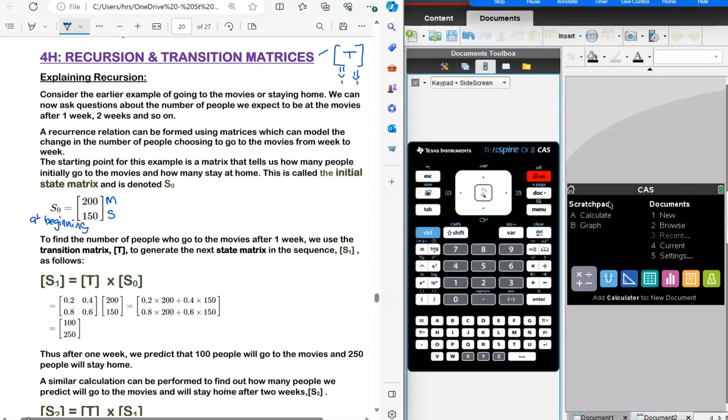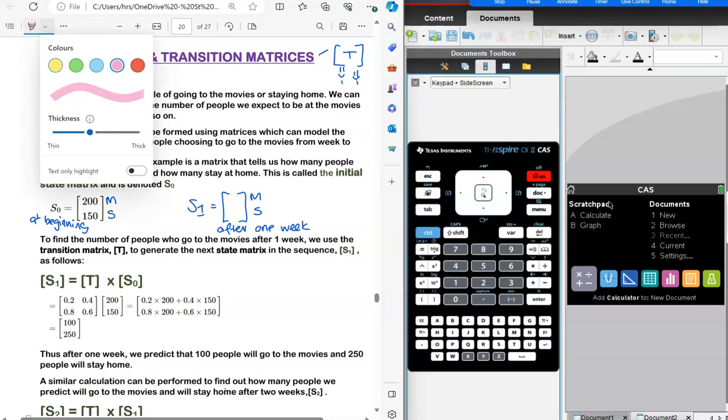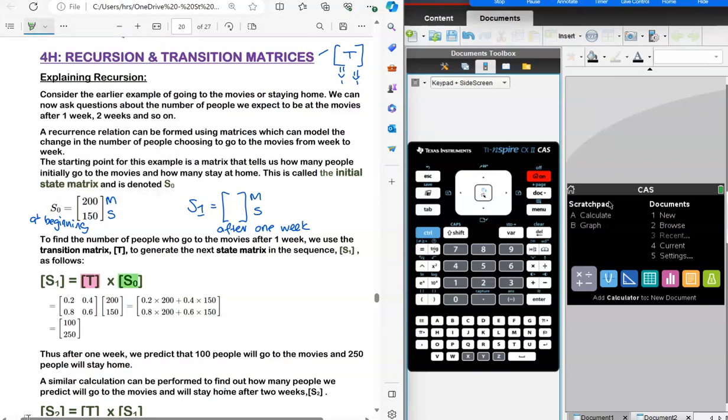And then, because they're saying this transition applies from week to week, S1, if they said S1, that's going to give you the scenario after 1 week. So after 1 week, that would be what S1 represents. And you'd have a number there and a number there, and that shows you. So how can we use the transition to find S1? What we do is, you can see we've got the transition matrix, and we times it by the S0, so the original scenario.